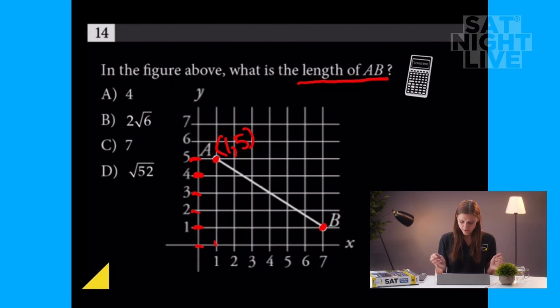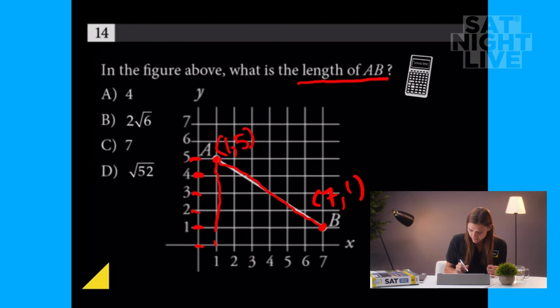And then we want to find our B. So B, we're over 7, so our x is going to be 7, and we are up 1. Okay, so what do we do with that? Well, we can draw a triangle and make this line AB the hypotenuse. How do we do that?